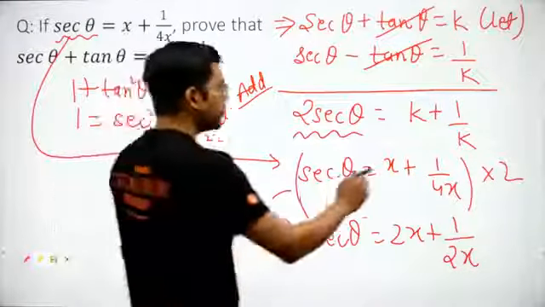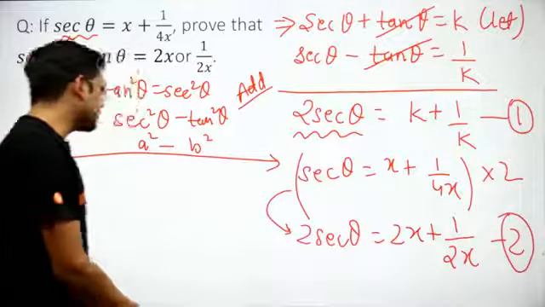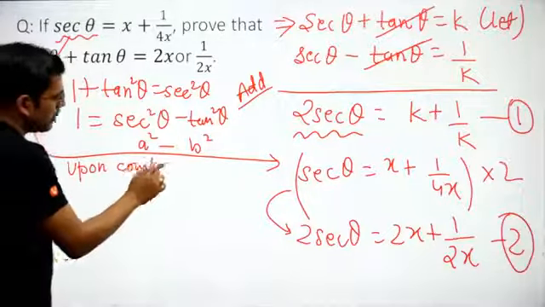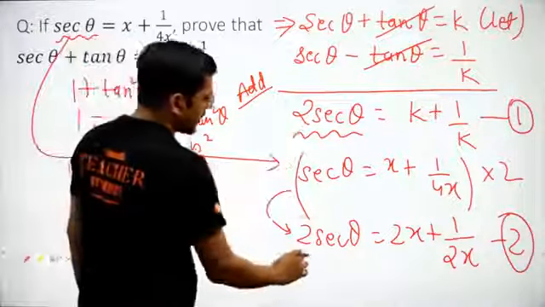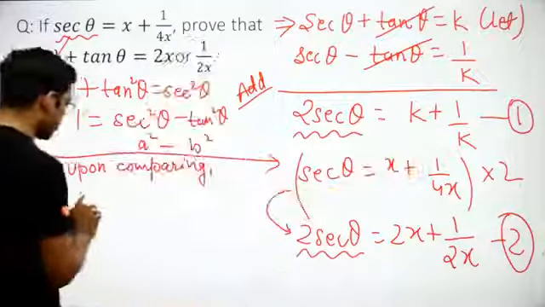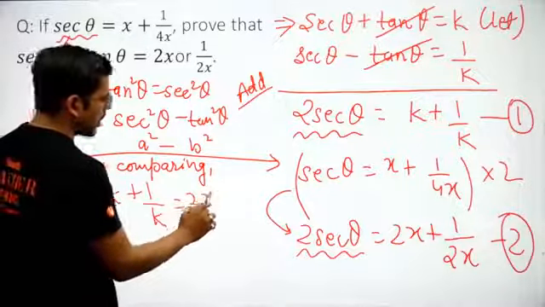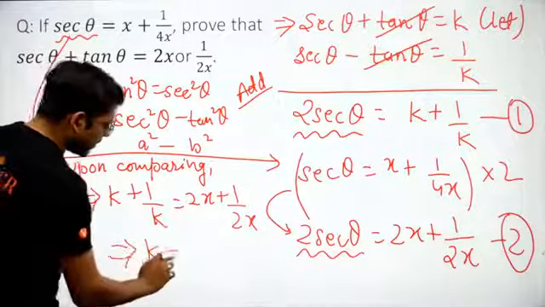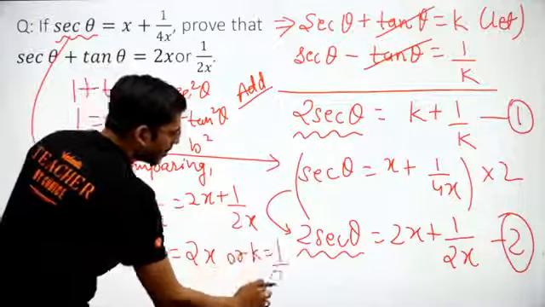Did you get it? Now, if I assume this as first equation and this as second equation, I can simply write here, upon comparing, what will I get. See, LHS is 2 sec theta and here it is also 2 sec theta. So both are the same, so RHS should also be the same. So this implies k plus 1 by k should be equal to 2x plus 1 by 2x. This implies k can be 2x or k can be 1 by 2x, isn't it?